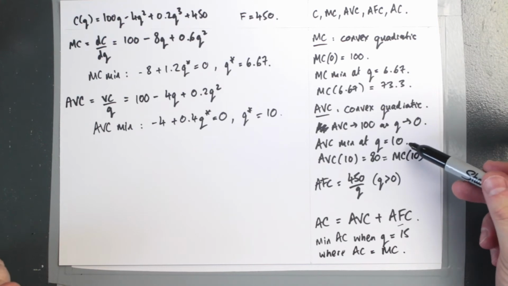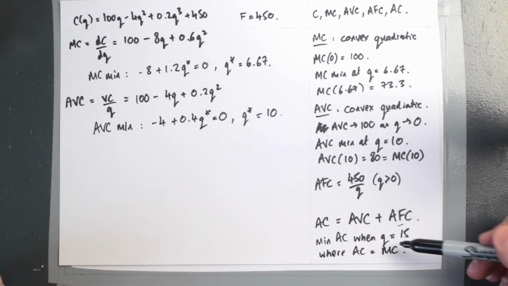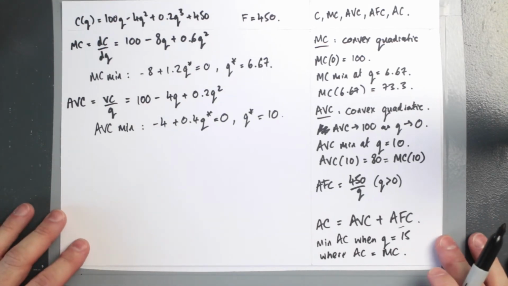Which is a similar thing with this average variable cost. So where this average cost is minimized, it coincides with the marginal cost curve. That's something we'll prove more generally after we've done this exercise. So that will be next in the lecture.